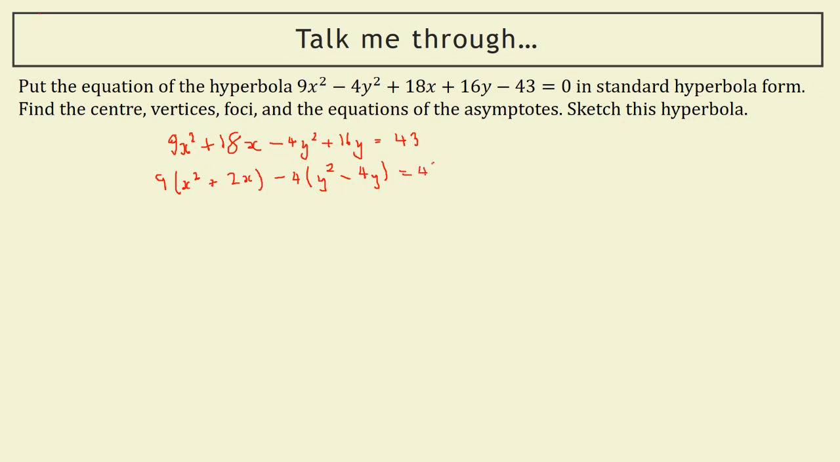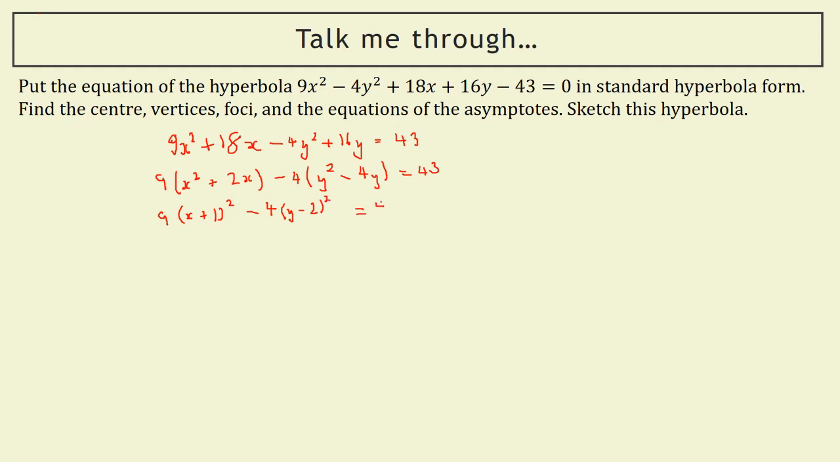So we've got that 43. We're now able to complete the square. Complete the square in x squared plus 2x. We know we halve the coefficient of the x, so I'd get that. Complete the square in the y squared minus 4y. Well, we halve the coefficient of the y. We're going to get minus 2. So we're going to get 4 times y minus 2 squared.